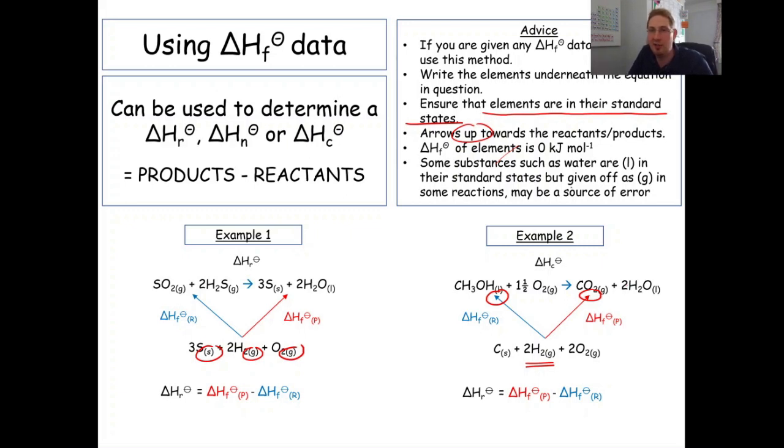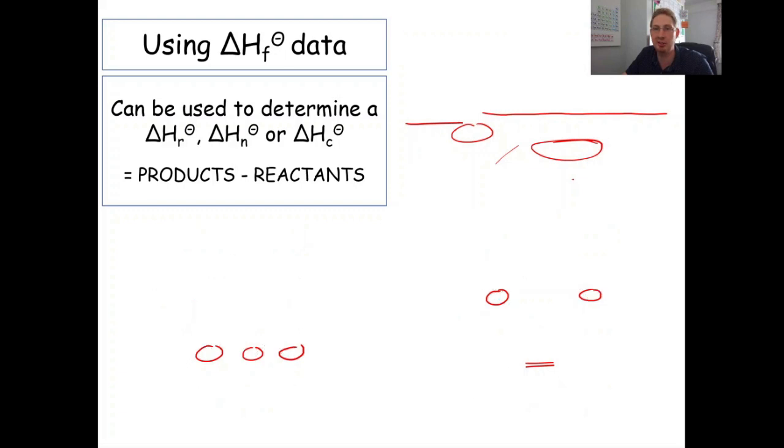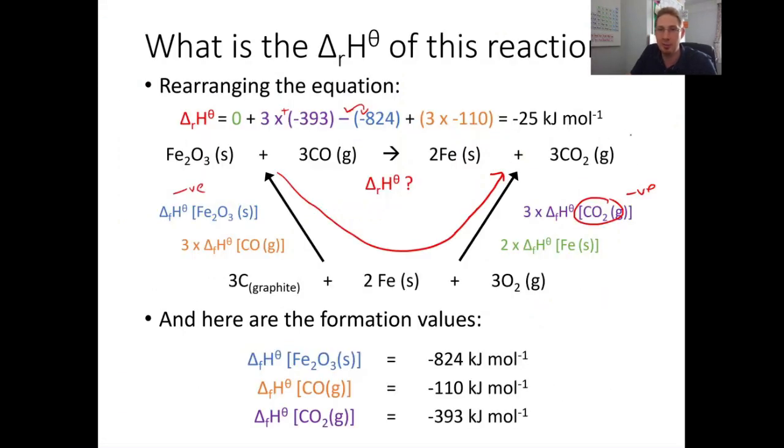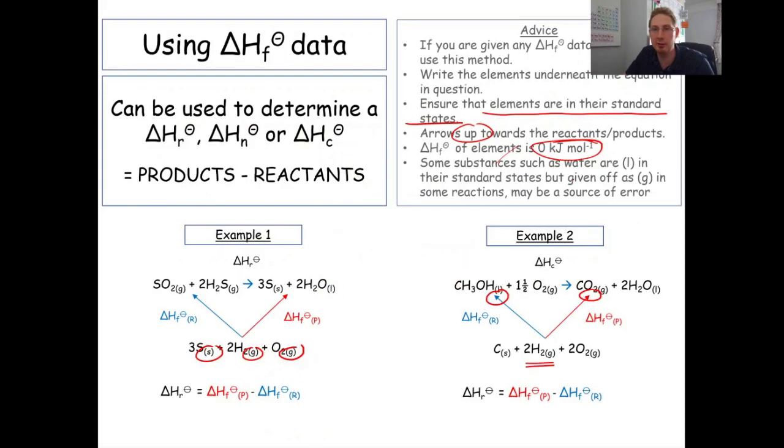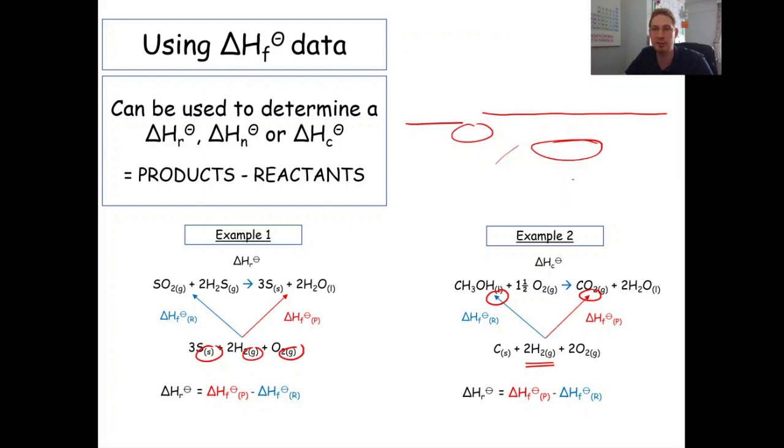Delta Hf of elements is naught. Of course, the definition is making things from the elements. So if you've got elements, the enthalpy change is 0. And that's why on the previous slide, the enthalpy change of iron was not listed, because that has 0 enthalpy of formation. Because you're starting with iron, you're ending with iron. Some substances such as water in their standard states, but given off as a gas in some reactions, particularly combustion, may be a source of error.